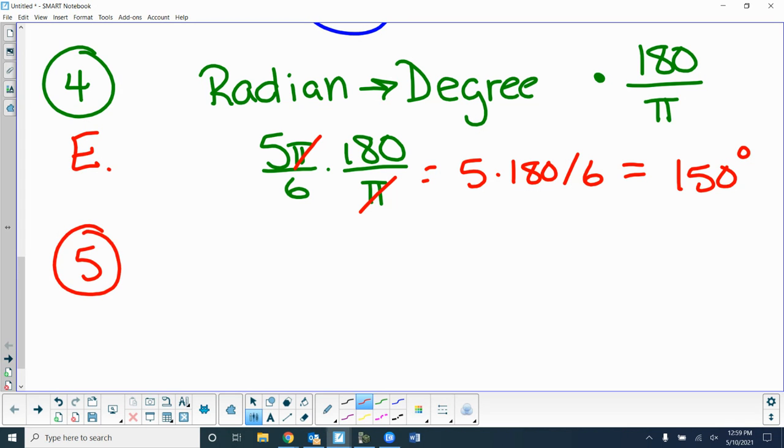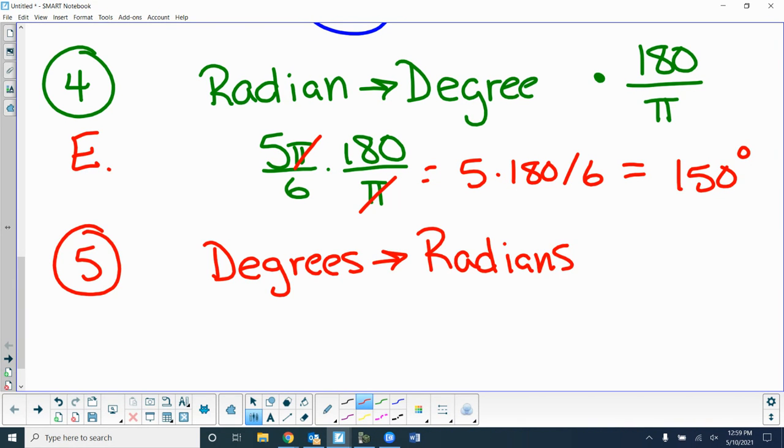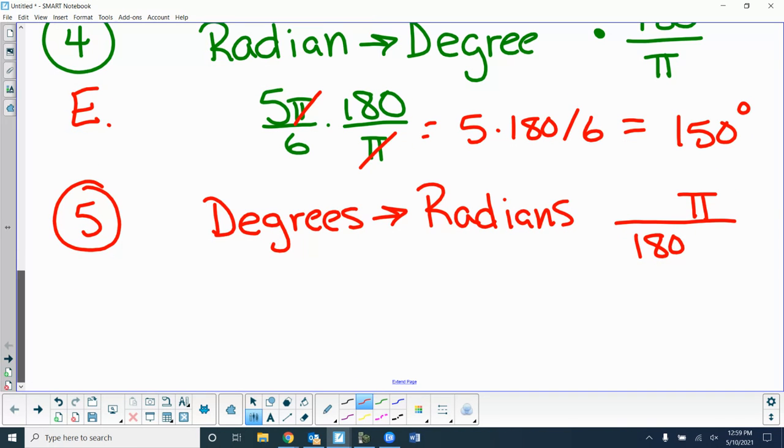Number 5, we're going the other way. Degrees to radians. And all you do is make a division bar, put pi next to the number, and then 180 under the division bar. And then reduce your fraction. So number 5 was 300. So all I do is make a line, put pi next to it, 180 under it, and then reduce the fraction.